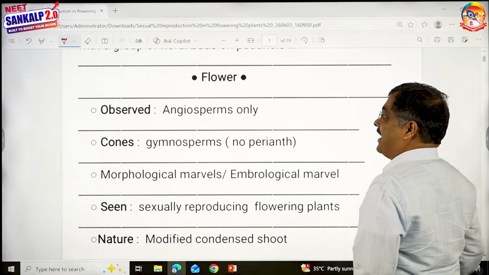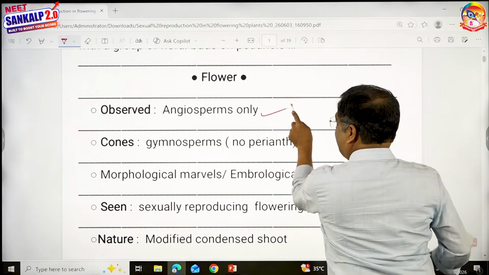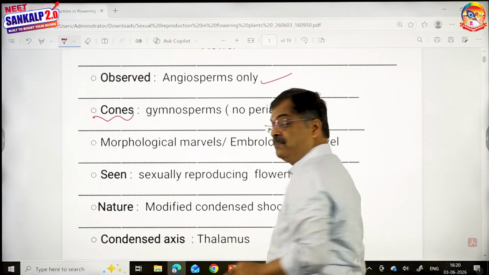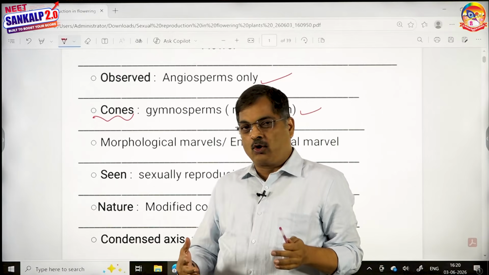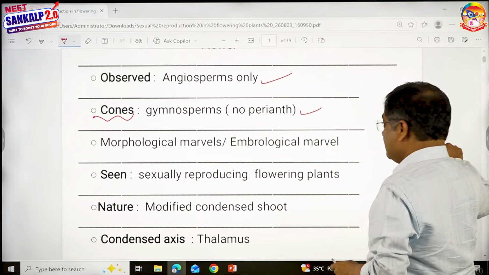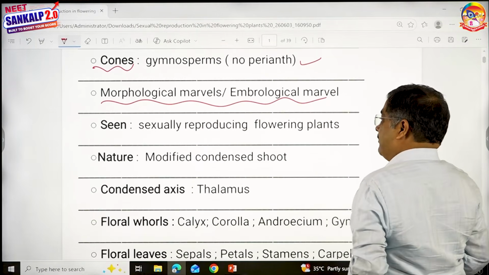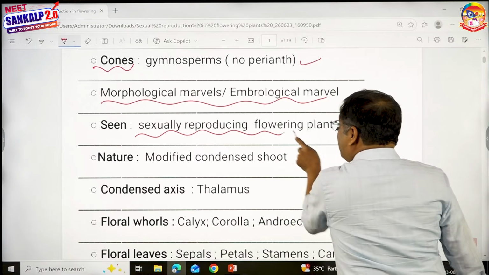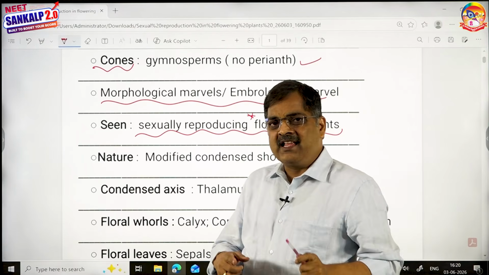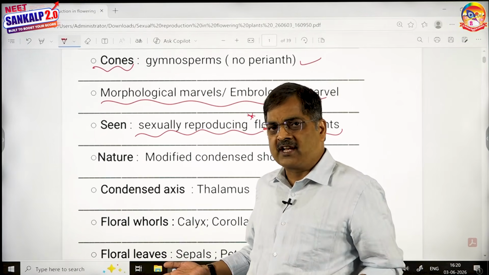Now, where are the flowers seen? Some easy points will run very, very fast. Observed in angiosperms, and in gymnosperms you call them as cones, strobilus. The reason why I call it cone, because it doesn't have any perianth, so therefore I should not call it as flower. Morphological marvel and embryological, truly. Now, it is seen in all sexually reproducing flowering plants. Saying that it is seen in all sexually reproducing organisms is wrong. Algae, bryophytes also reproduce sexually.